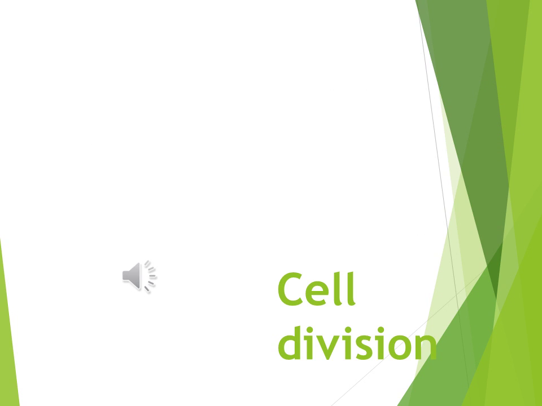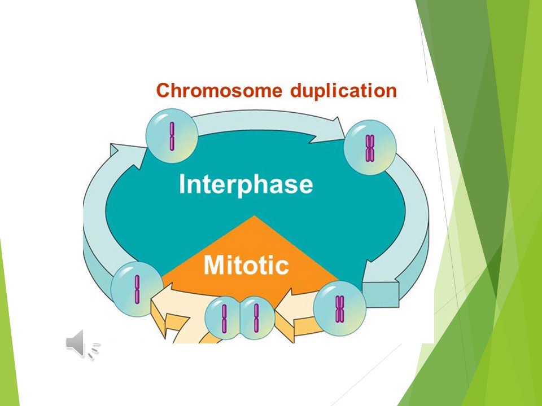Cell division. Most cells in an organism go through a cycle of growth, development, and division called the cell cycle. The cell cycle makes it possible for organisms to grow and develop, to replace cells that are old or damaged, and to produce new cells. There are two main phases in the cell cycle. These phases are interphase and the mitotic phase.